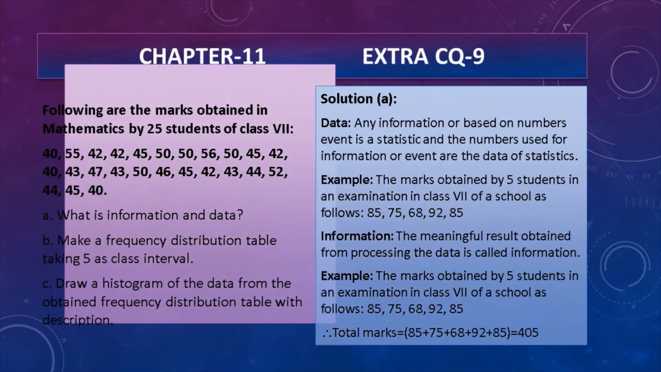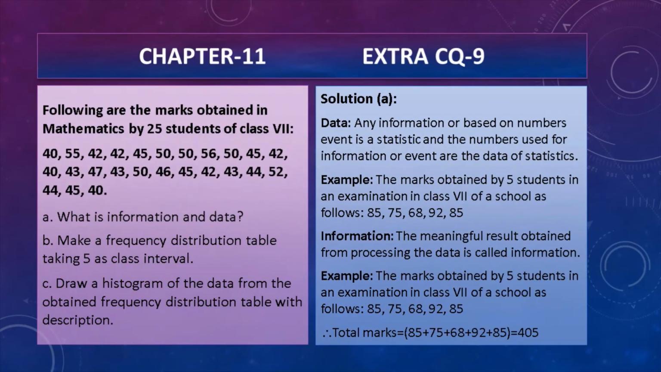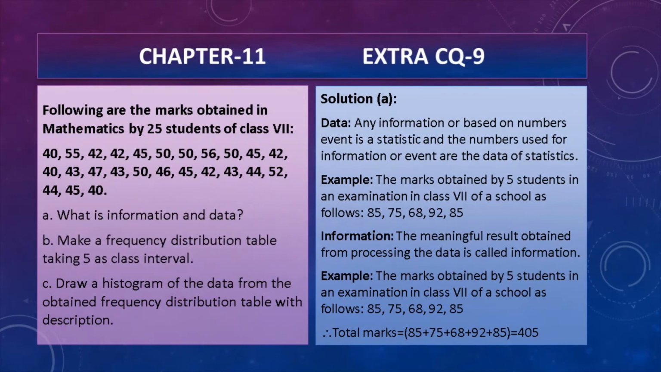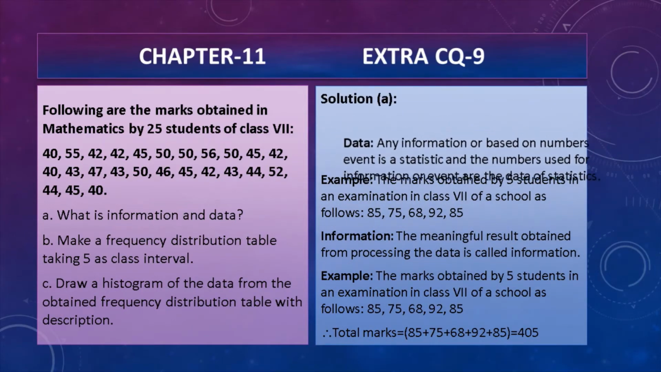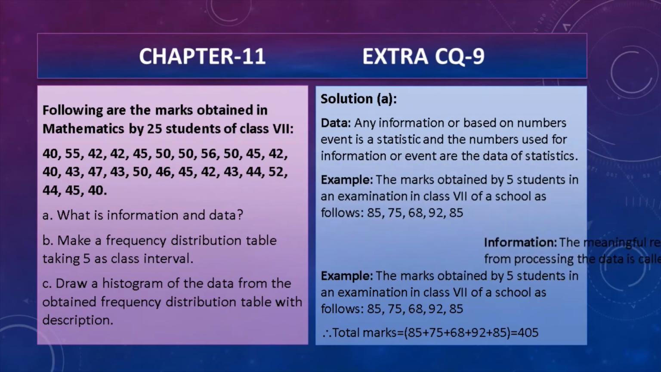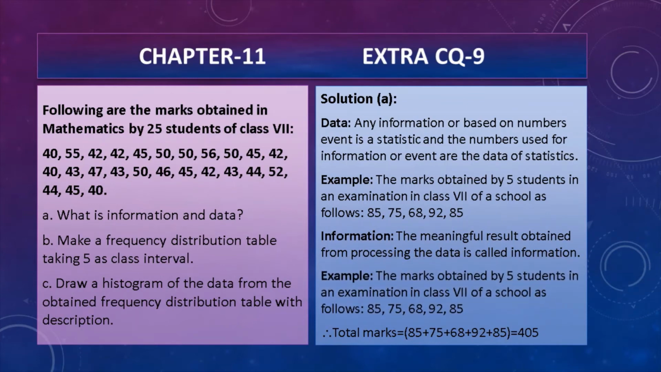So this is the question, my dear students, we have to solve. The first question is what is information and data. After that, in question number B, we have to make a frequency distribution table taking 5 as a class interval. That means the class interval here is fixed. After that, draw a histogram using the frequency distribution table. So this is the data. What is data? An example, my dear students, as you can see, and by using this data we can find out the information, that is the meaningful result.